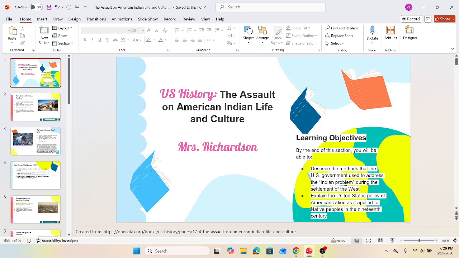By the end of this lesson, you should be able to describe the methods that the U.S. government used to address the quote Indian problem during the settlement of the West, and explain the United States policy of Americanization as it applied to Native peoples in the 19th century.